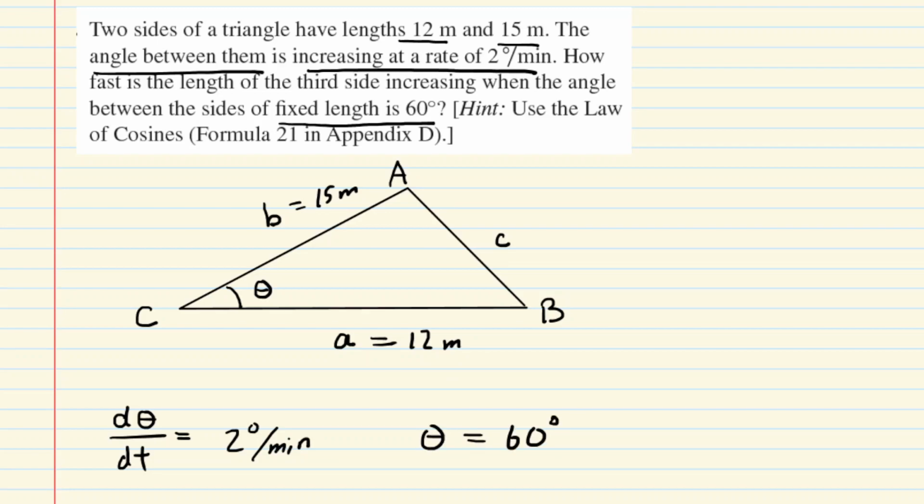And then we ask ourselves, well, what is this question actually asking us to solve for? It says right here, how fast is the length of the third side increasing? So they're referring to C, that is the third side. That length is changing, and we're trying to figure out the rate of change of that third side. So in essence, we're looking for dc/dt. This is our unknown. Now, the question gives us this hint. It says to use the law of cosines. And so let's write down that equation next.